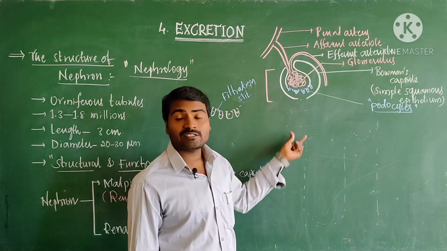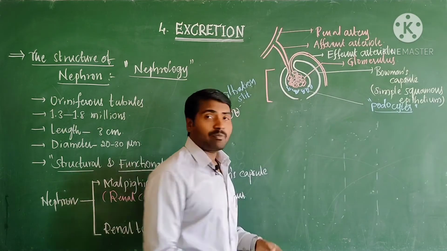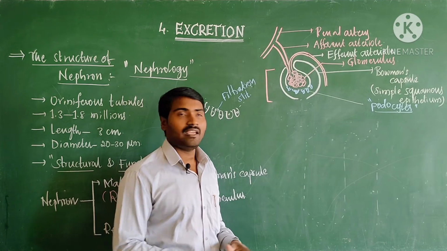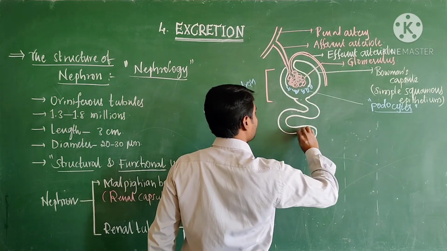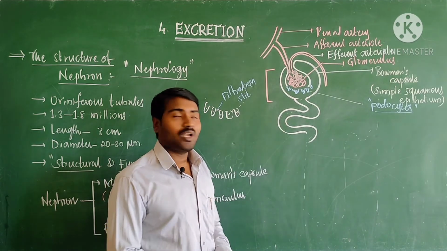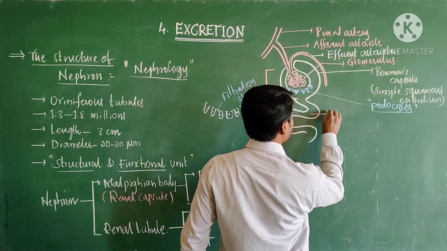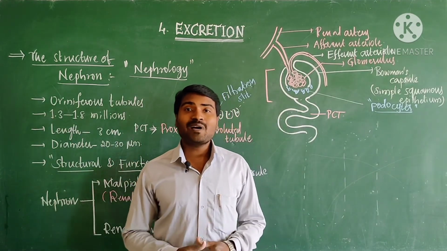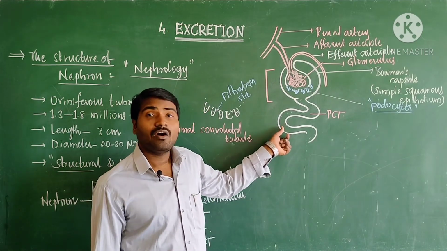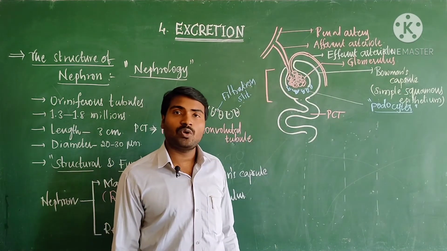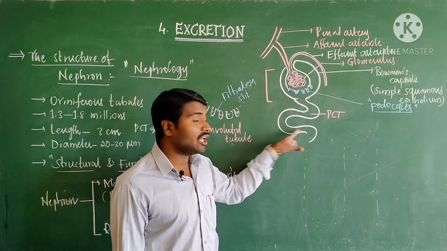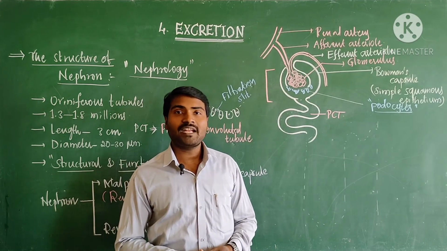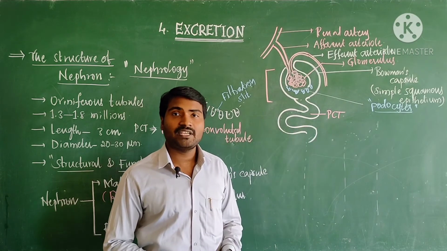So let me complete this further structure. Now the Bowman's capsule gives rise to a small tubule-like structure that is called PCT. So this folded tubule is known as PCT. PCT stands for proximal convoluted tubule. Proximal, very near to the Bowman's capsule. And convoluted means folded. It is a tubule. So that is called proximal convoluted tubule. In short form, it is PCT.